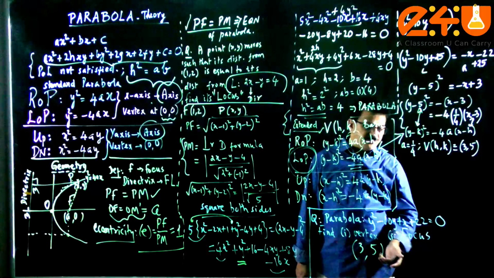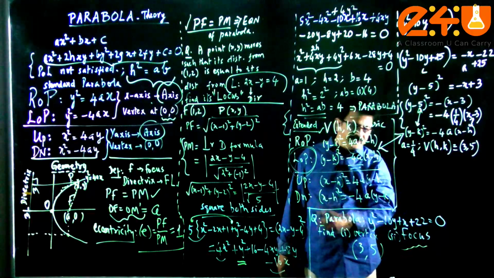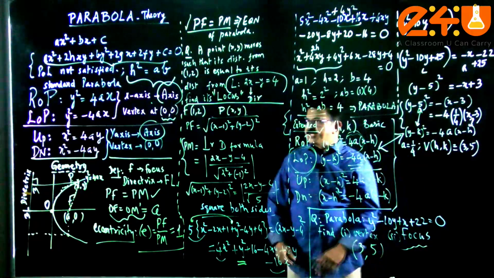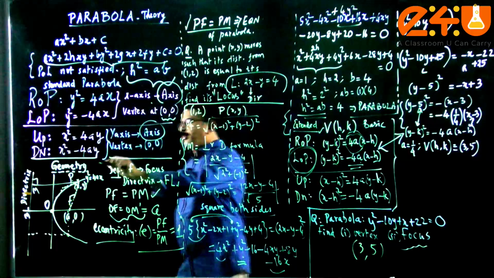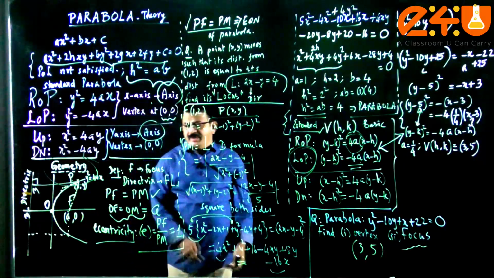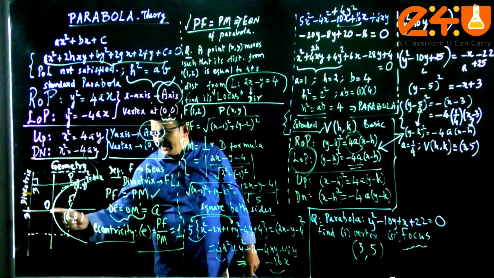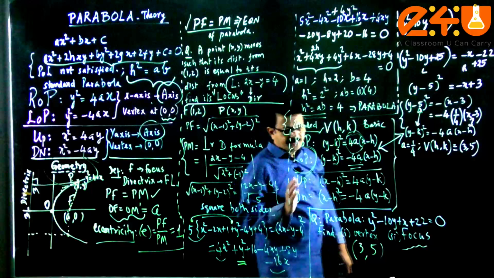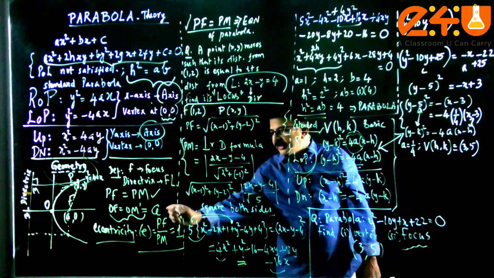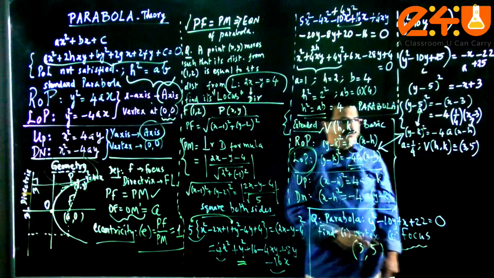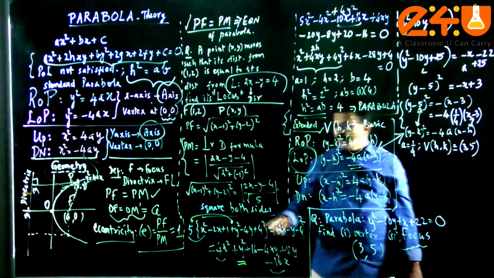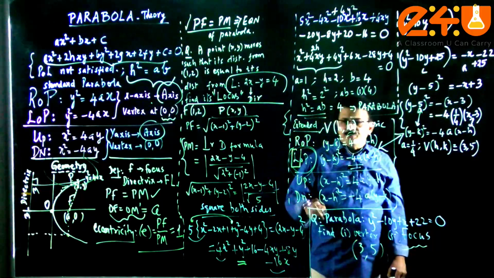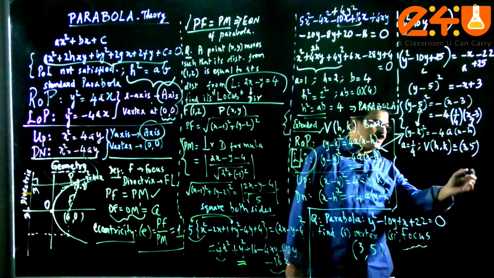Now the next task for you: what is the focus? It is an easy task, but you have to understand the geometry property. The geometry property, as I told you, is OF and OM dash are both equal to a. So to get F, you have to move a distance of a units from the vertex, but towards the left. This is what I would like to highlight.